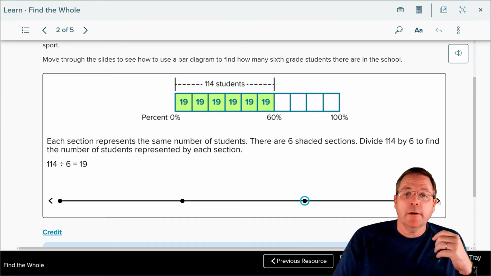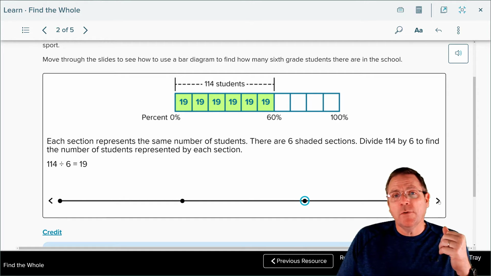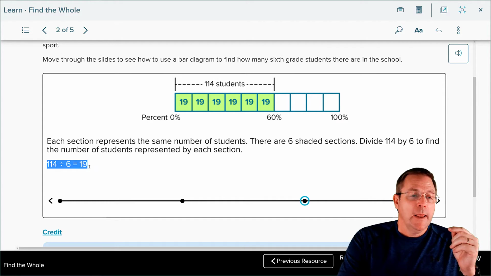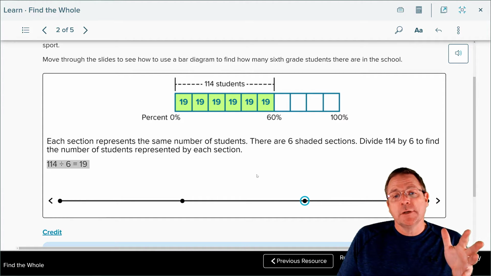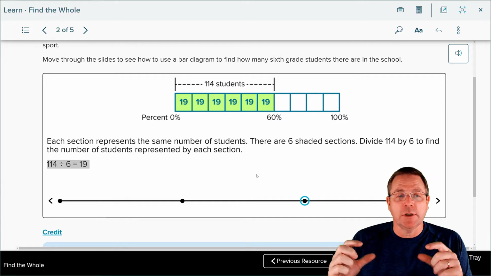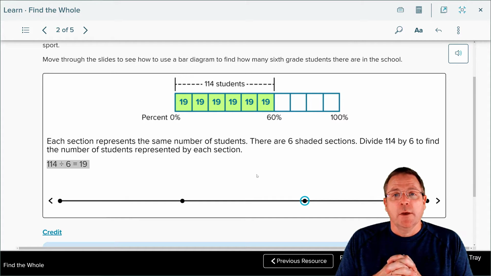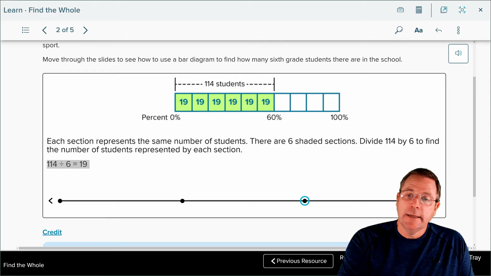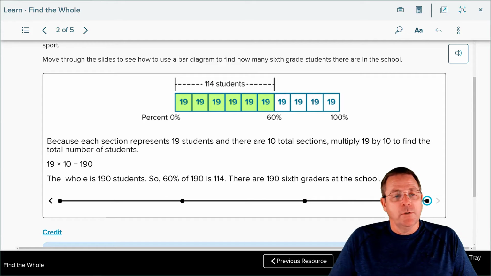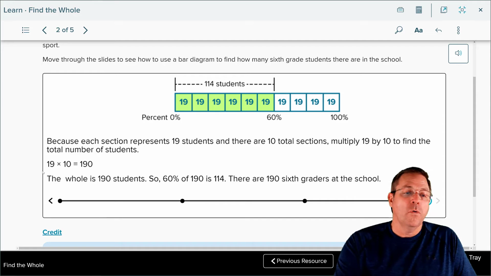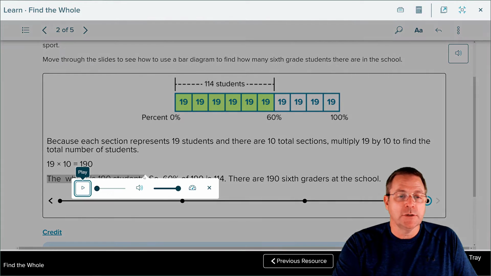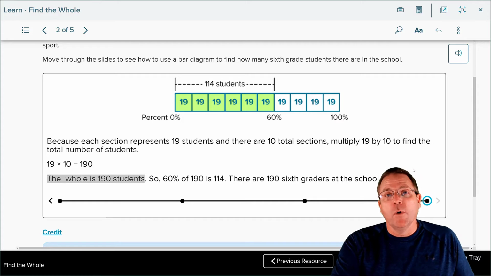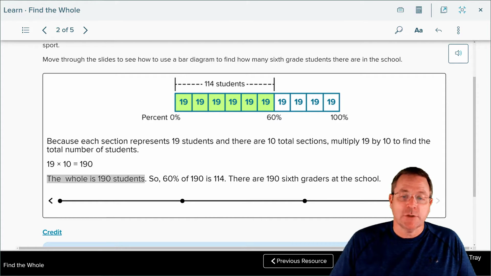Next thing we're going to do from here is figure out, well, what is each one of those little boxes? And to find that out, they took 114 and divided it by the 6, and they found that each 10% section represented 19 students. So to find out how many students total you're going to have, what do you need to do? Well, just add 19s in those other 4 boxes, and when you do that, you can add it up to find that the whole is going to be 190 students. So there's going to be 190 students total in the 6th grade.